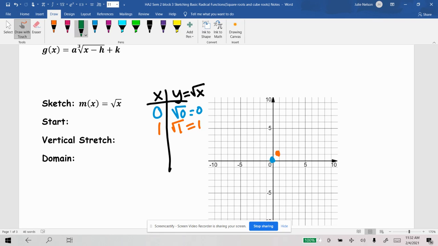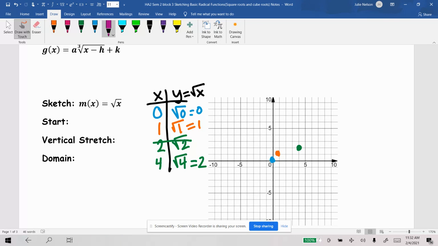If I plug in a 2, I have the square root of 2. That's not very pretty to take the square root of. Instead of plugging in a 2, maybe I should plug in a different number. You don't have to. I'm just trying to show you alternatives. I can take the square root of 4. So if I plug in this 4, I get 2. So write 4, 2.